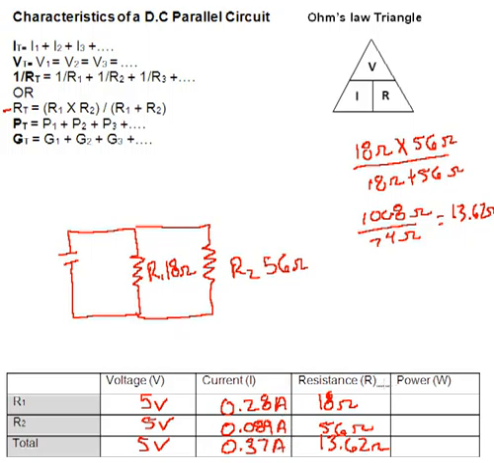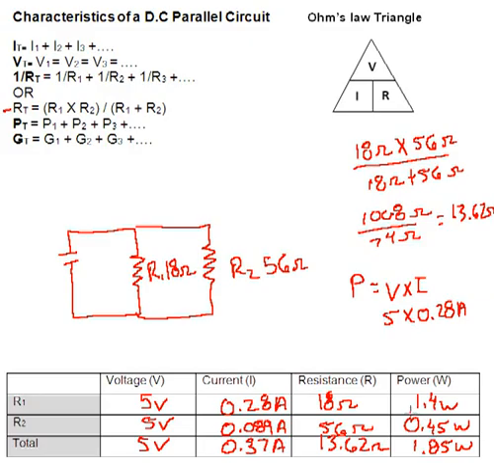Now to find power, we can use V squared over R, we could use I squared times R, or we could use voltage times current. So power equals V times I. So we can do the first one, 5 times 0.28 amps, and that equals 1.4 watts. The second one is 5 times 0.089 amps, which is 0.45 watts, giving us a total of 1.85 watts.